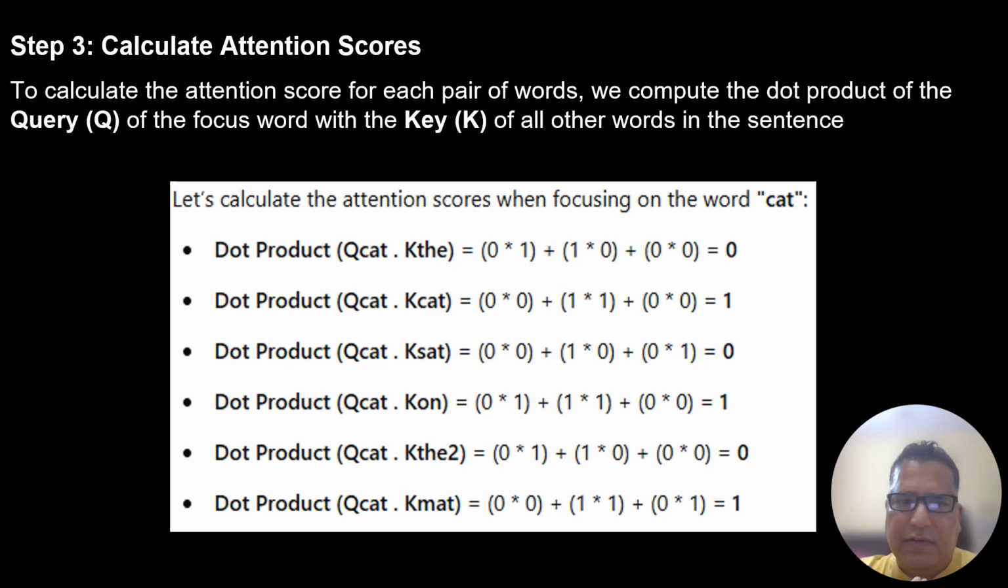Once we have these, we calculate the attention scores, which is nothing but the dot product of the query value and the key value. For example, the query embedding vector of cat is multiplied with the key value of every other word, and we get a vector out of that, which in this case is 0 1 0 1 0 1.